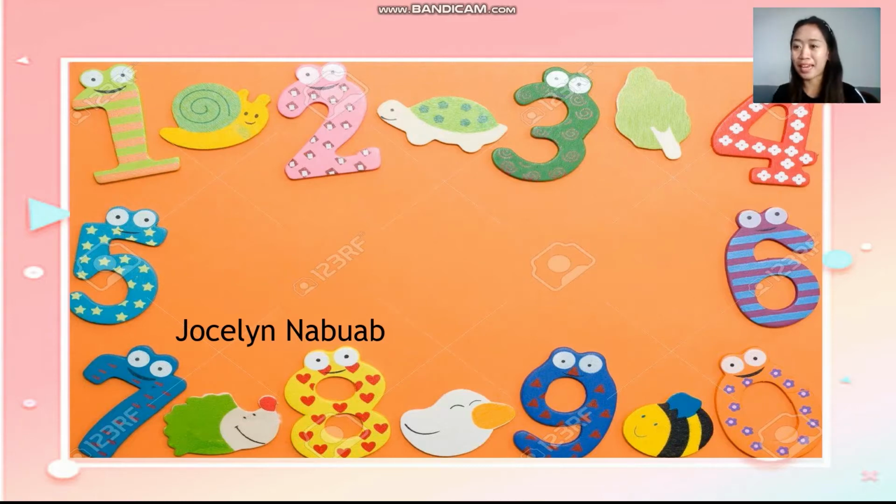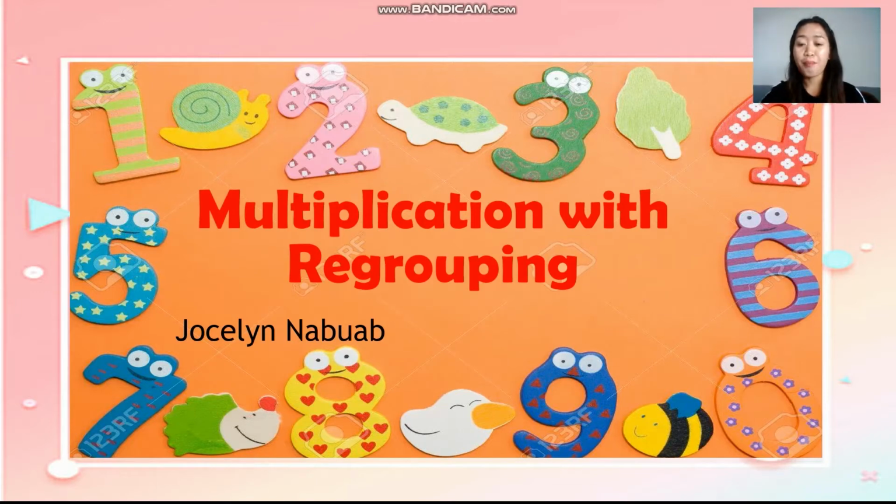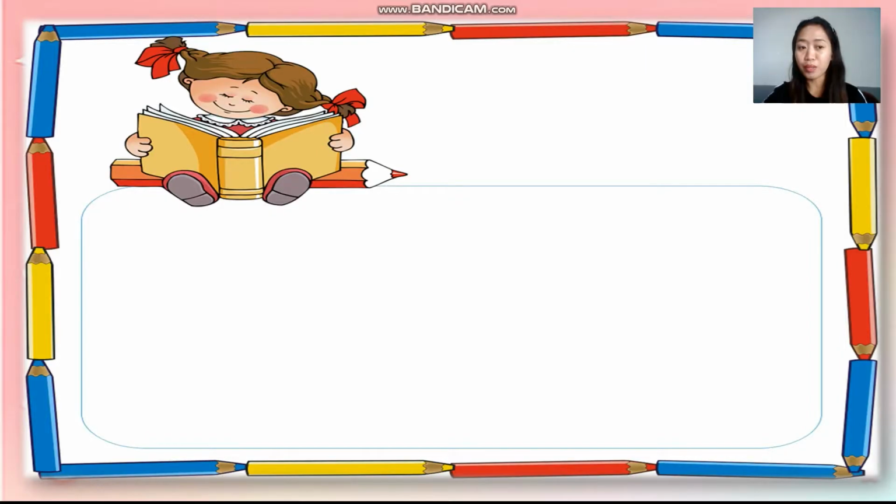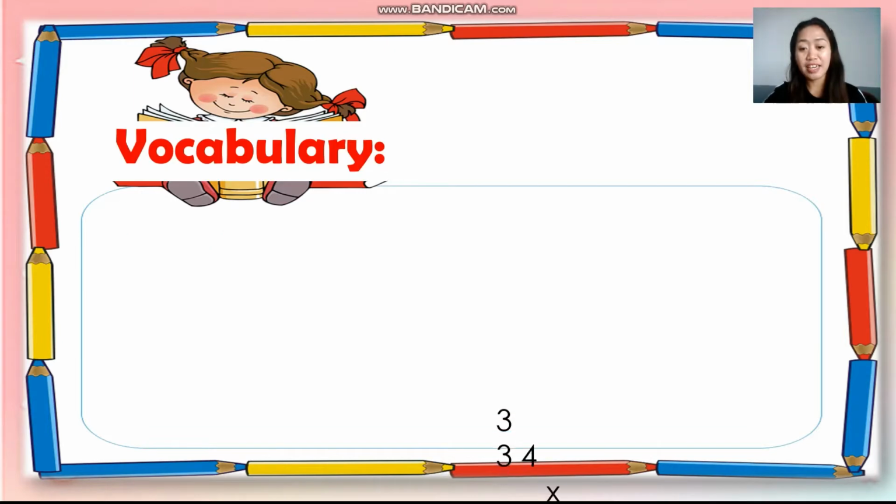Everyone, welcome back. For today's lesson, we're going to learn multiplication with regrouping. Before we start our lesson, we're going to learn the vocabulary first. We have here 34 times 3 equals 102.